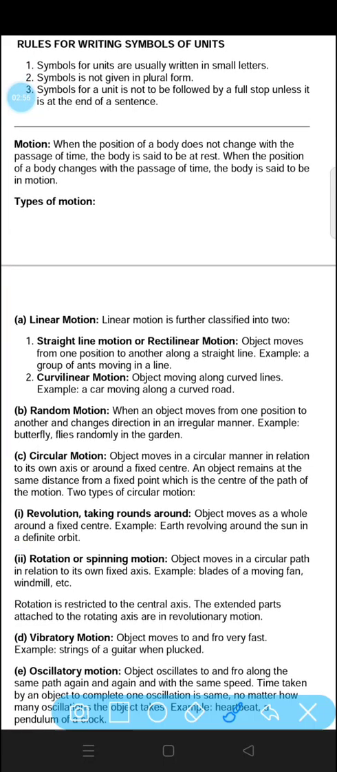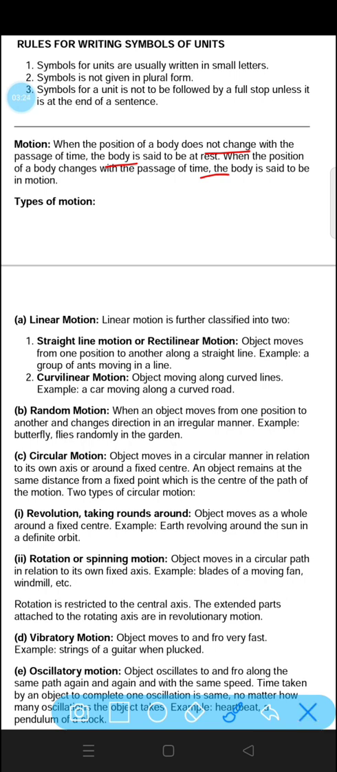Now let's talk about motion. When the position of a body does not change with passage of time, the body is said to be at rest. When the position of a body changes with the passage of time, the body is said to be in motion. If you are sitting at one place, you are not moving, your body is at rest. And if you are moving from one place to another place, then the body will be in motion.